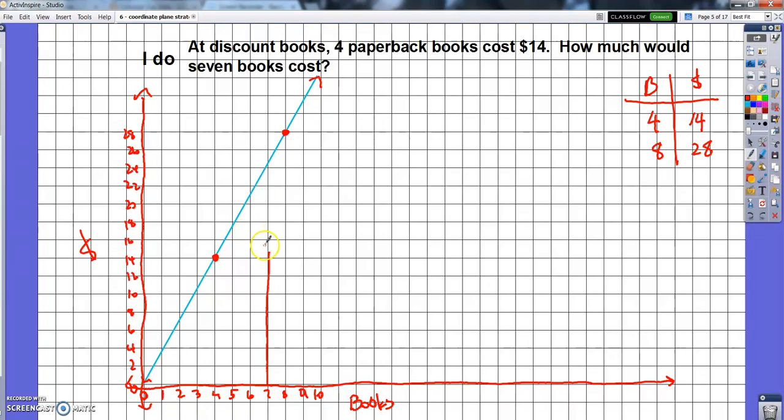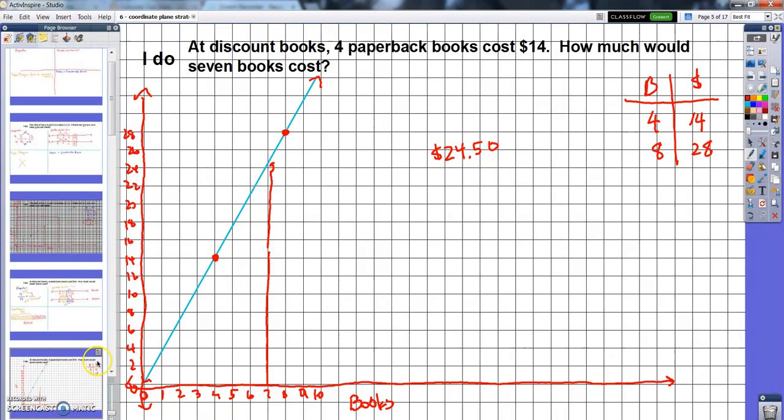And now you see if I go up from 7, I'm just a little bit past the 24 line. So it's a little more than $24 to get exactly $24.50. It's not perfect all the time, but it's pretty good and it's pretty close. All right, let's do the last one together.